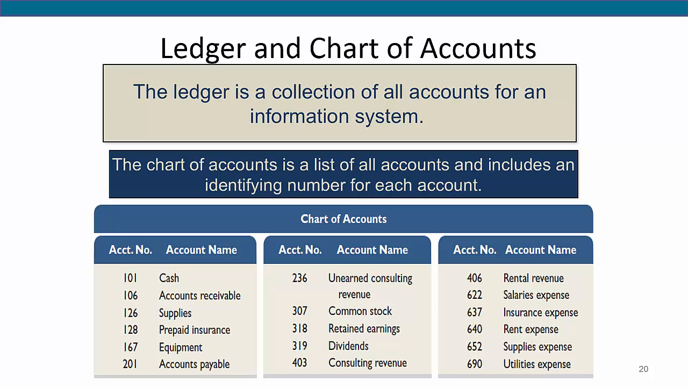The ledger is a collection of all accounts in an information system. A company's size and diversity of operations affect the number of accounts needed. A chart of accounts is a listing of all accounts in the ledger.